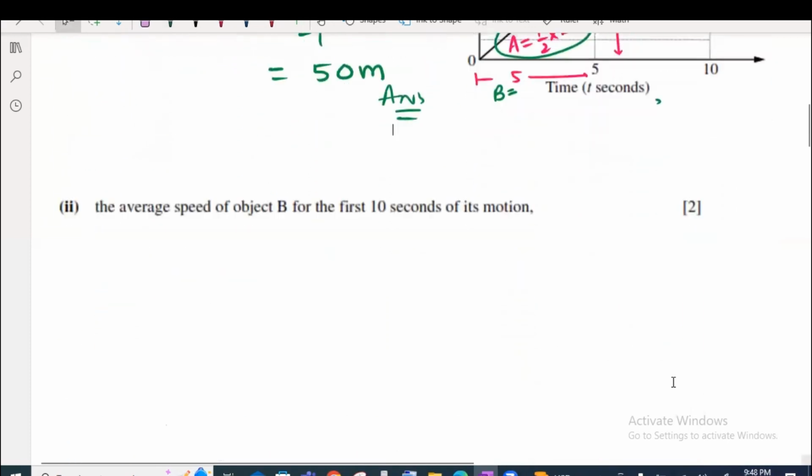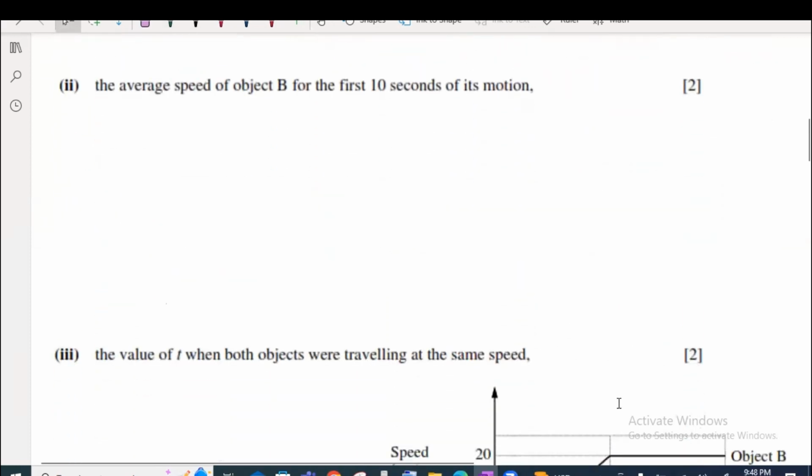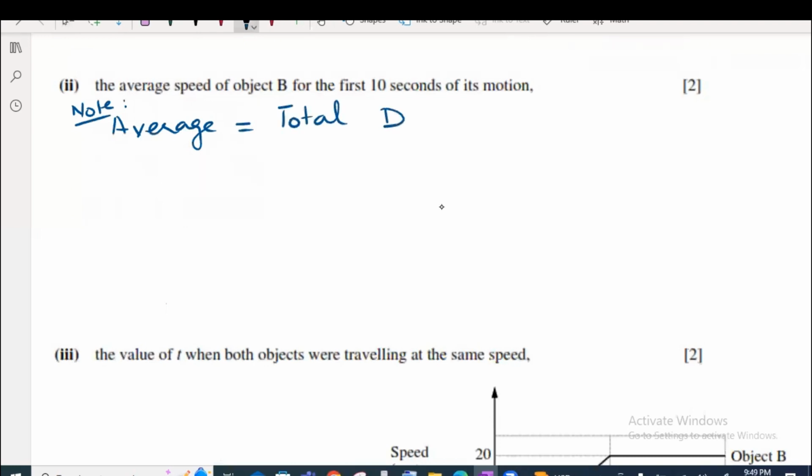Now move on to part 2. In the second part, the examiner is asking about the average speed of object B for the first 10 seconds of its motion. So recall the formula for average speed: average speed equals total distance over total time.